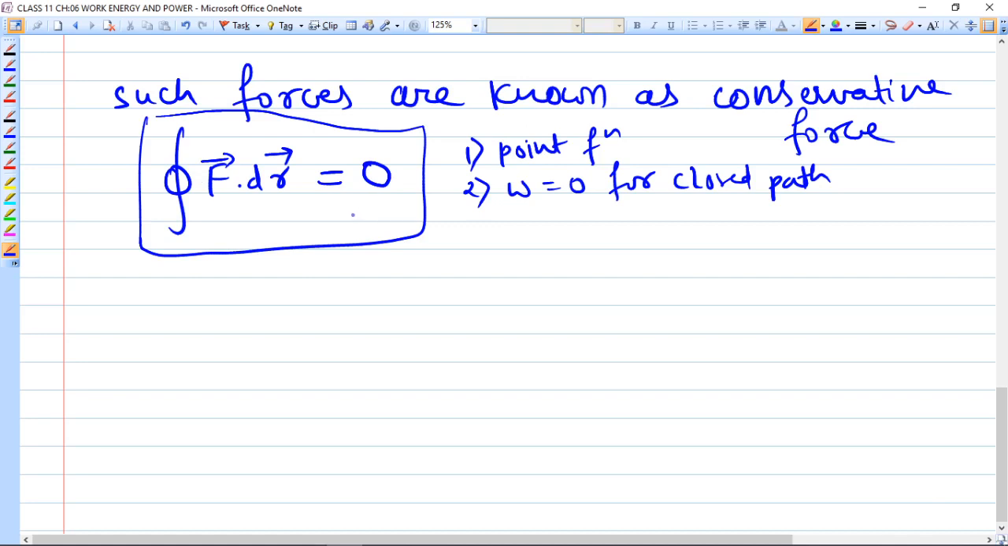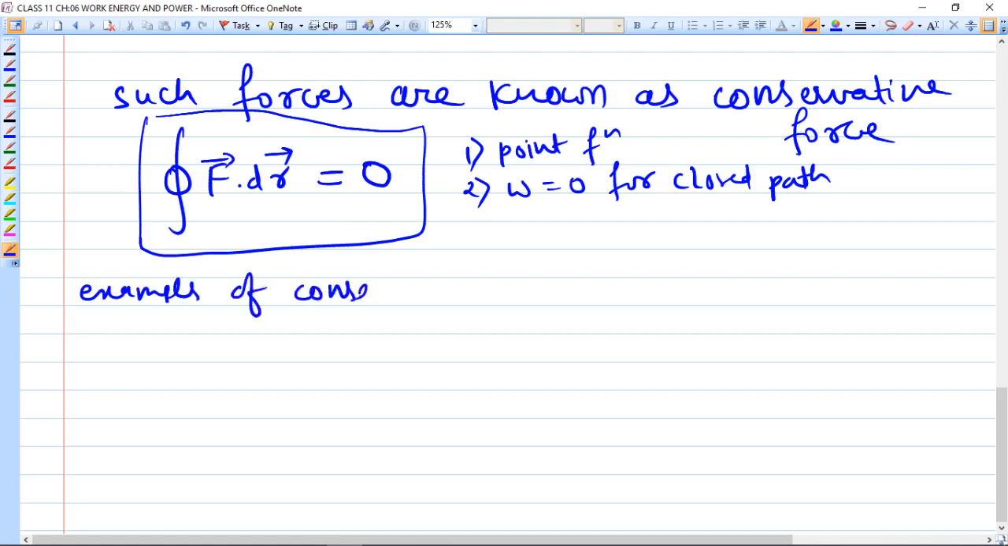You will say, sir, for any type of force, work done in the closed path will be 0. No, it's not like that. We are going to discuss forces in which work done in a closed path is not 0. But first of all, let me give you some examples.